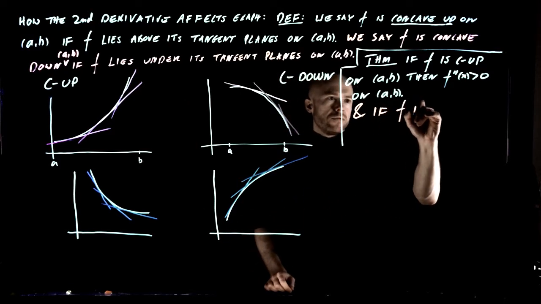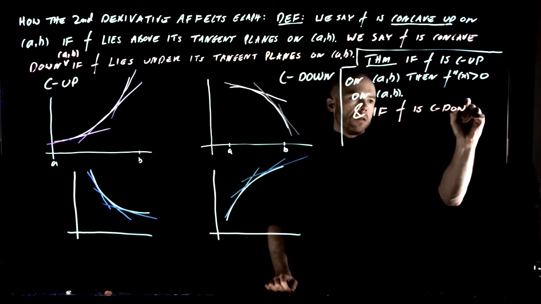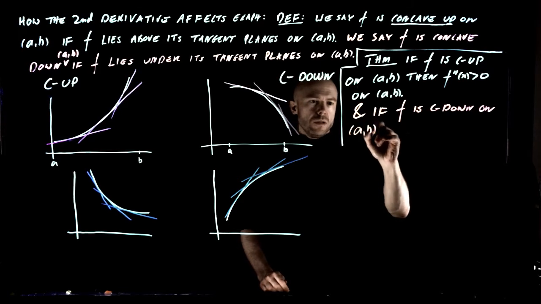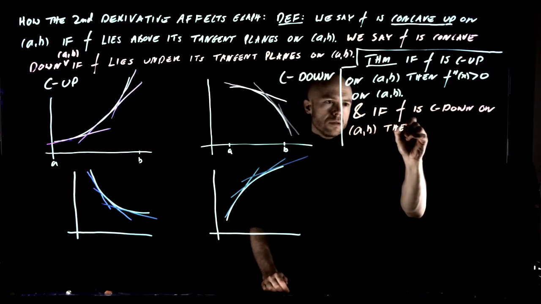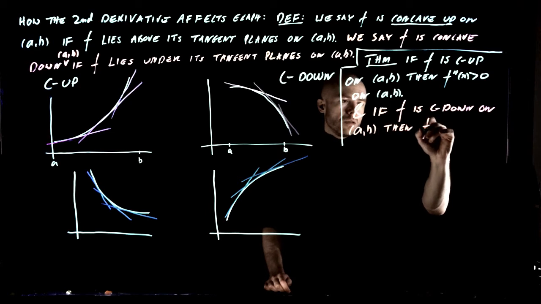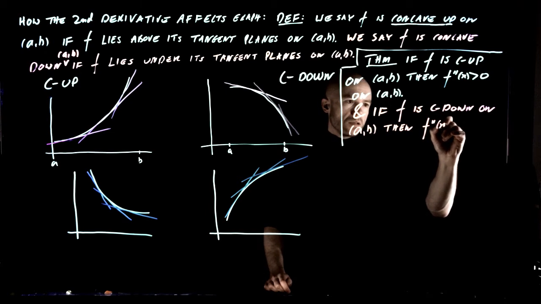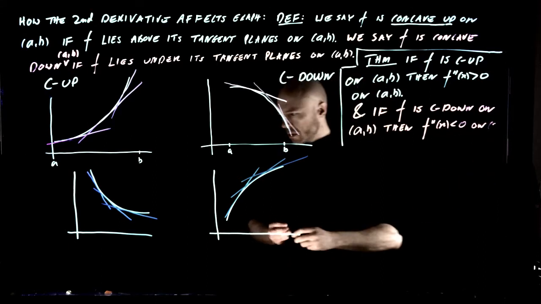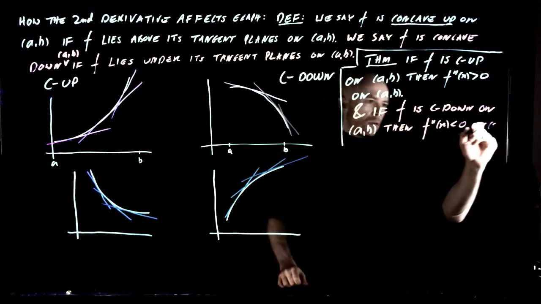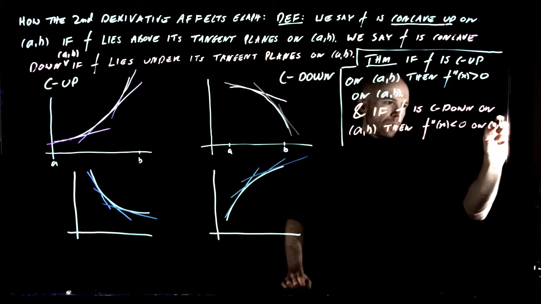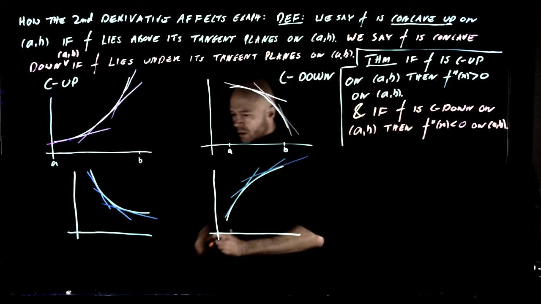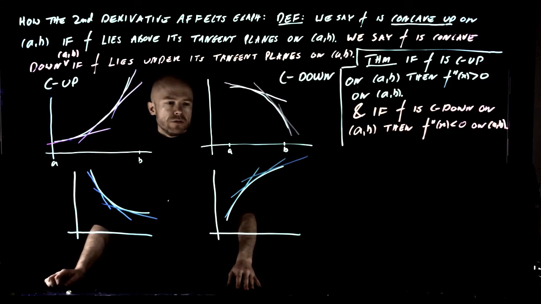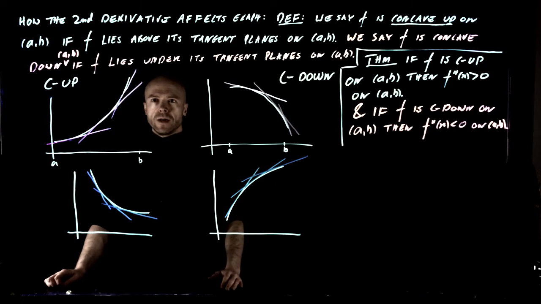And if f'' is negative on (a, b), then f is concave down on (a, b). Cool. So that allows us to identify the intervals where we are concave up and concave down.